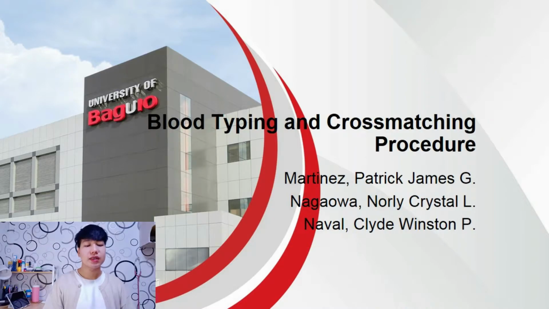Cross-matching, on the other hand, traditionally meant the testing of the patient's serum with the donor's RBC, including an antiglobulin phase or simply an immediate spin phase to confirm ABO compatibility. So let's talk first about blood typing.